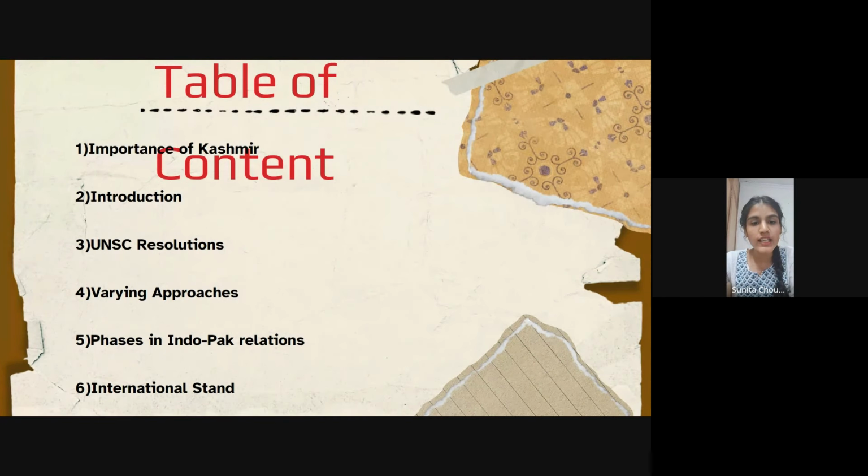Very first, we will see what is the importance of Kashmir for both the nations. And then we will have a brief introduction of the history of Kashmir during partition. After that, we will see United Nations Security Council resolutions. Initially, although there are multiple resolutions, but we will focus on initial three resolutions that are resolution 38, 39 and 47. After that, we will see how these resolutions have made both the nations adopt different approaches. So we will see varying approaches by both the nations.